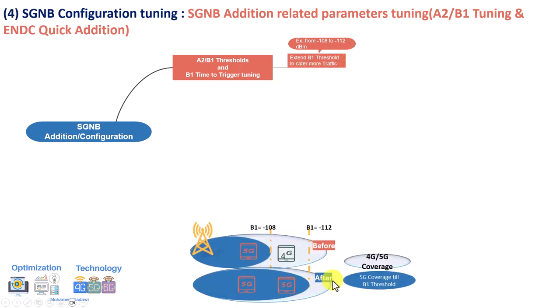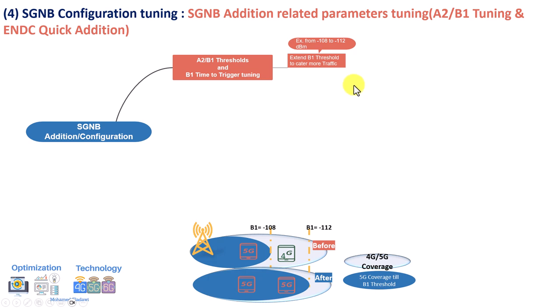As you can see in the scenario below, we assume that in this particular site the coverage of the 5G was with B1 at only 108. Once you go out of the 108 threshold, where we have 109 or whatever, the users cannot get 5G. But once you extend it to 112 as an example, you get more coverage and more users. It can cater to more users or more traffic.